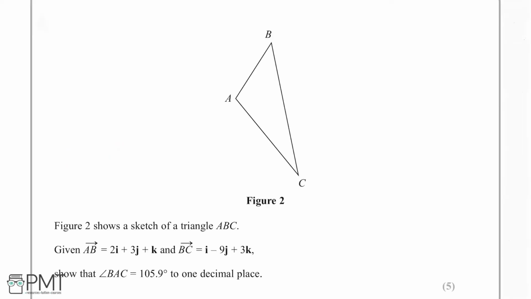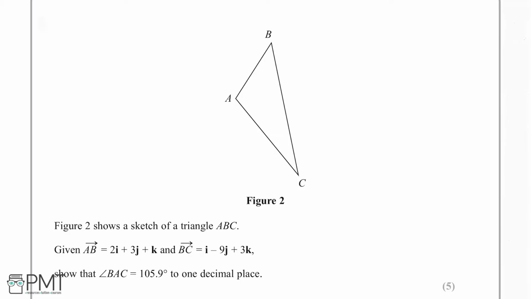So in this question, we're given a diagram, figure 2, and this shows a sketch of a triangle with vertices A, B and C. So we're given some information. We're given what vector A to B is, and we're given what vector B to C is. And what we're asked to do, we're to show that the angle BAC is equal to 105.9 degrees.